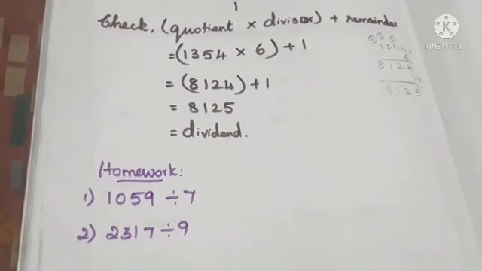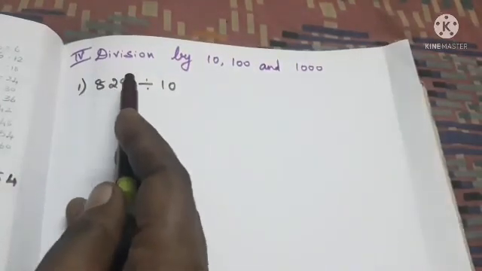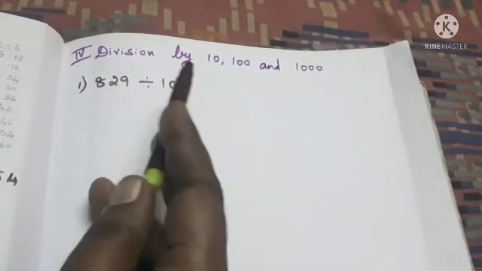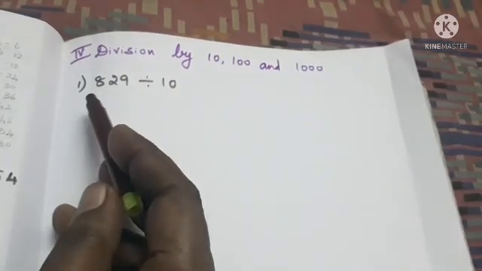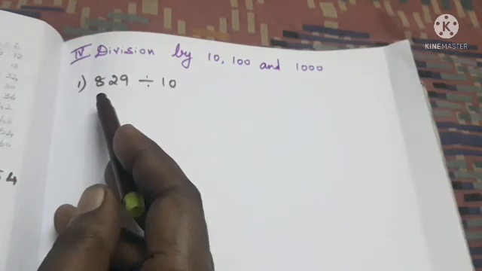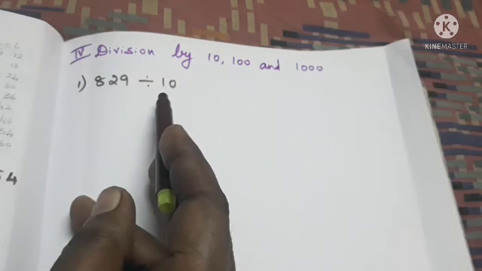Okay, next we can see the next Roman number. Roman number 4 is division by 10, 100 and 1000. So the first question here: we have to divide 829 by 10.